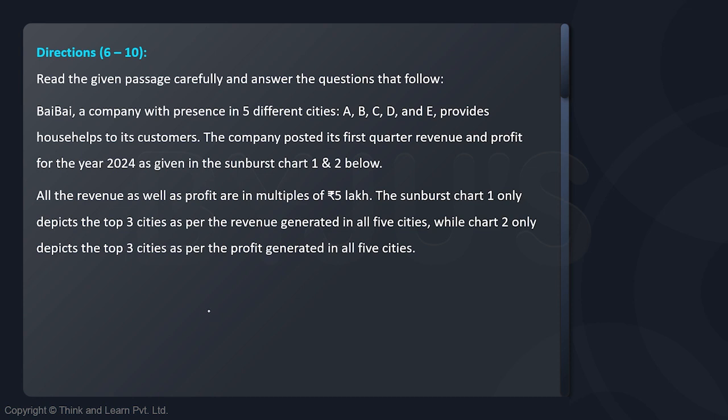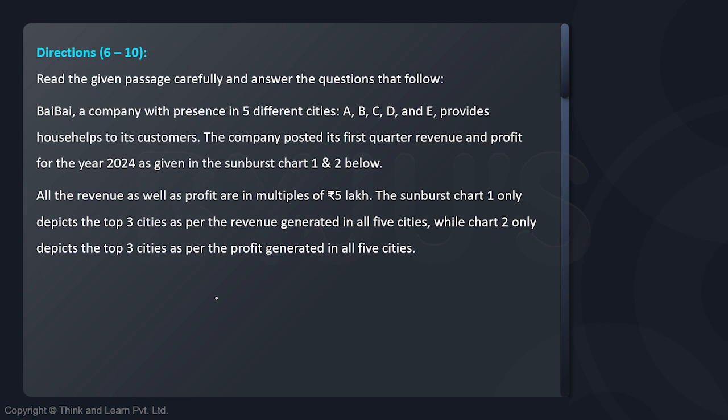So this set says, a company with presence in 5 different cities, A, B, C, D, E, provides home help to its customers. The company posted its first quarter revenue and profit for the year 2024 as given in the Sunburst chart 1 and 2 below. I'll show it to you later. All the revenue as well as profit are in multiples of 5.